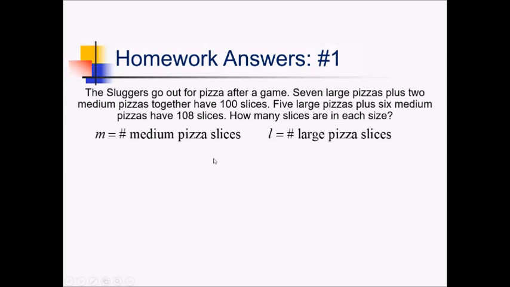So we're going to set up some equations based off of these. If 7 larges and 2 mediums gives you 100 slices, well, that means that 7L, so 7 times the number of slices in a large pizza, plus the number of slices in those 2 medium pizzas, that's 2M, all of that has to add up to 100. So that's one equation we can use. Now for the other equation, they said 5 larges and 6 mediums gave you 108 slices. So we've got 5 times L plus 6 times M equals 108. And now we have a system of equations that we can solve.